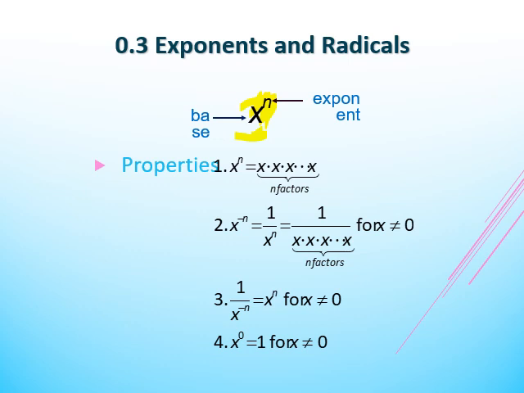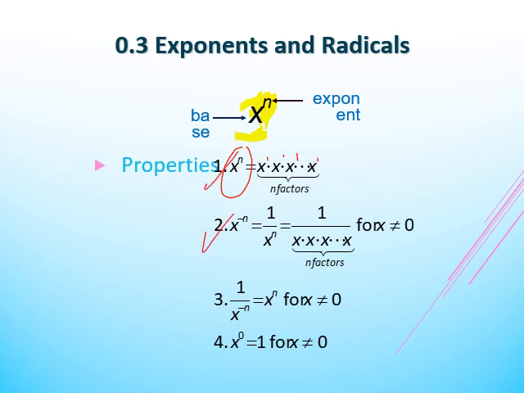How do we get this value? By adding the 1s, 1, 1, 1. So if the bases are the same, we can add the powers or the exponents. So this is the result: x to the power n equals x multiplied by itself n times. This is the first property.